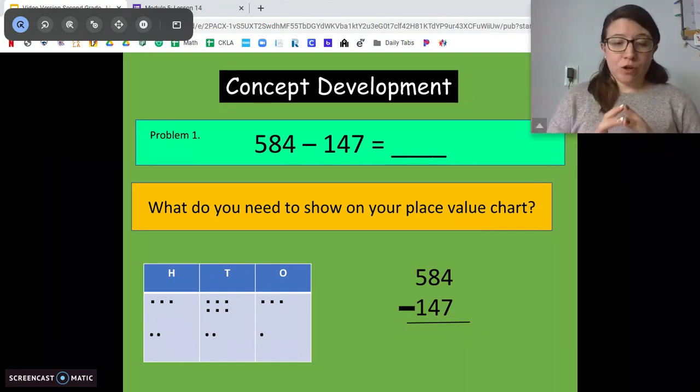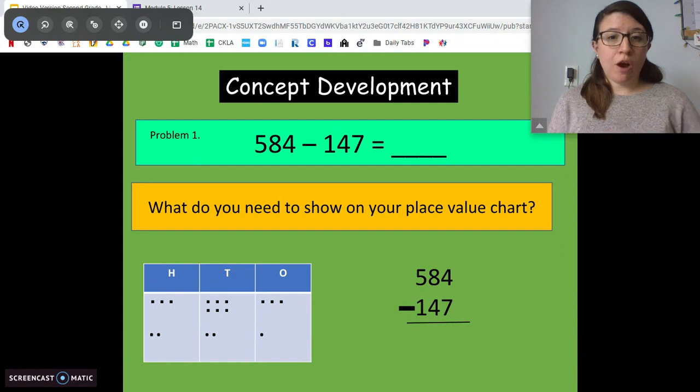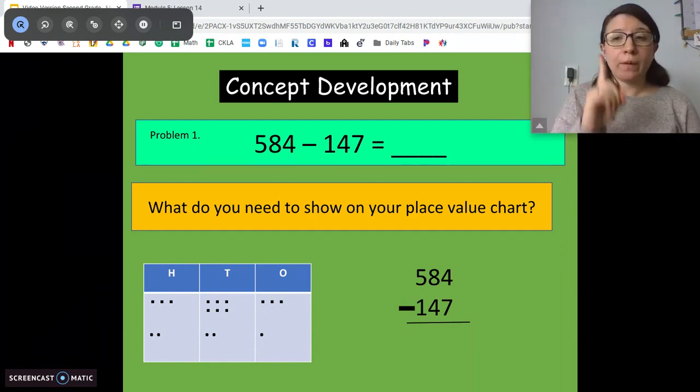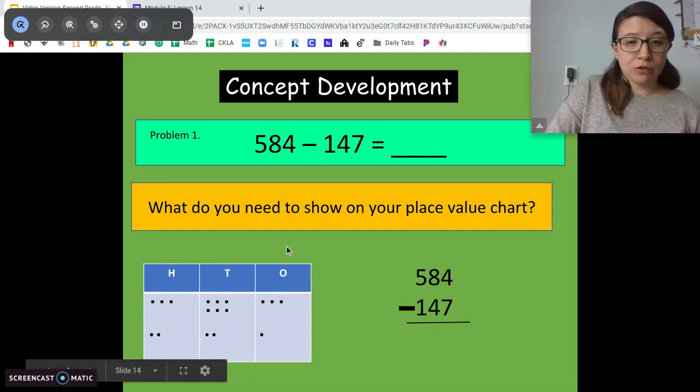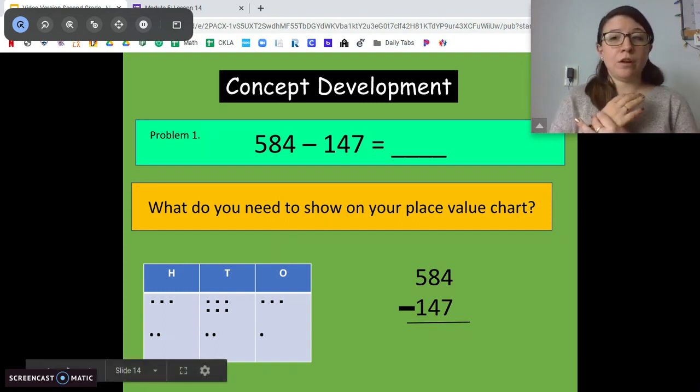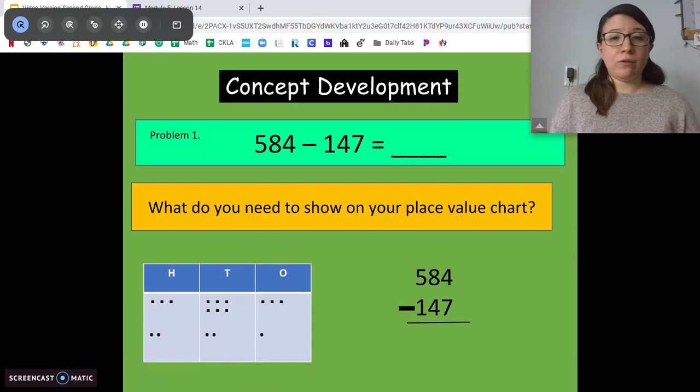On our place value chart, what are we showing? Are we showing both numbers or are we just showing one number? Good. Because it's subtraction, we are just showing our whole. We are just showing that 584 on our place value chart. Because it's subtraction, we are not showing the 147 because we're going to end up crossing those off. So we start with our whole, 584. What is our first step?